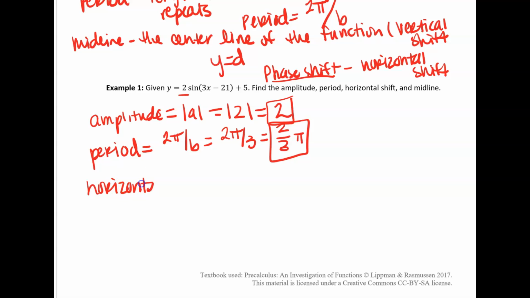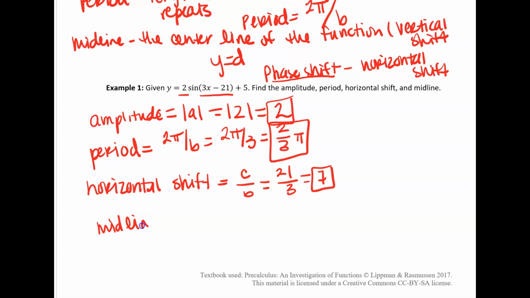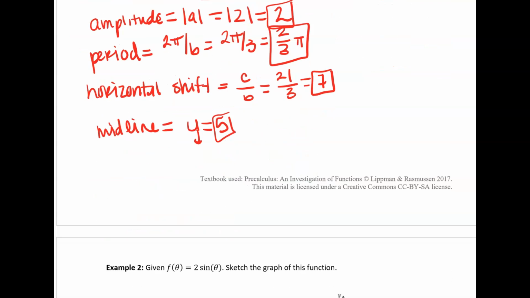Your horizontal shift or phase shift is going to be based off the stuff that's occurring inside of here. And that is your c over b. So that would be 21 over 3 equal to 7. And then your midline is equal to y equal to 5, just this number that's being added or subtracted out there. And so just like when we worked with transformations, you need to be able to take the information from the equation and realize what are those numbers doing to your graph.